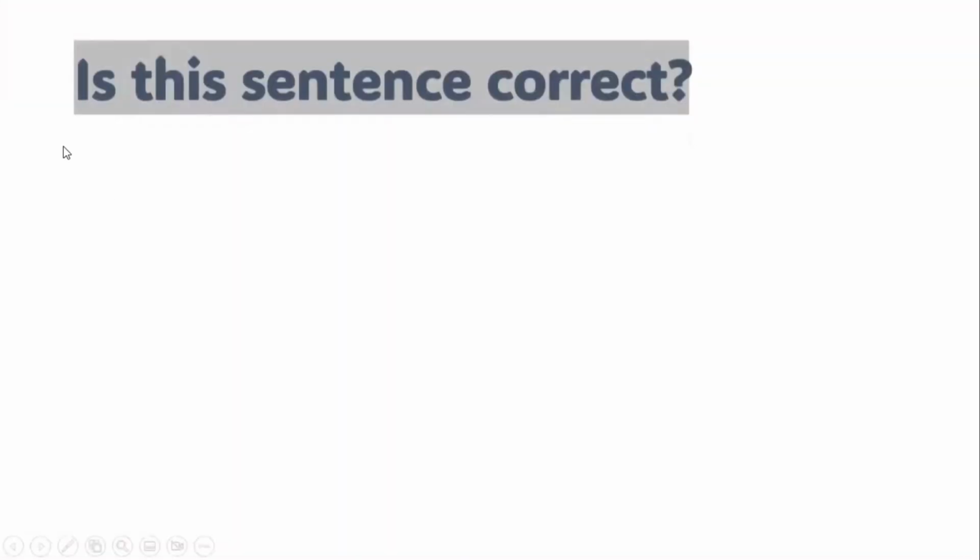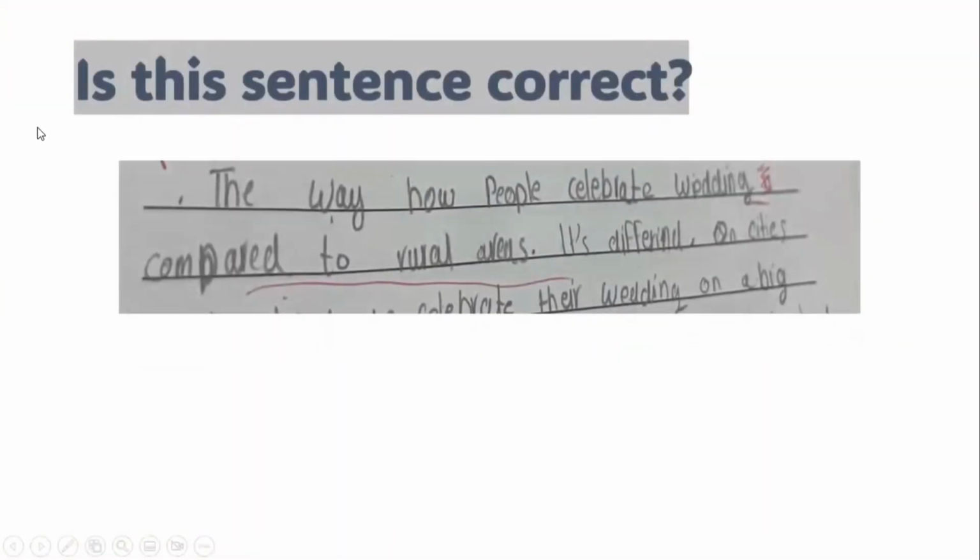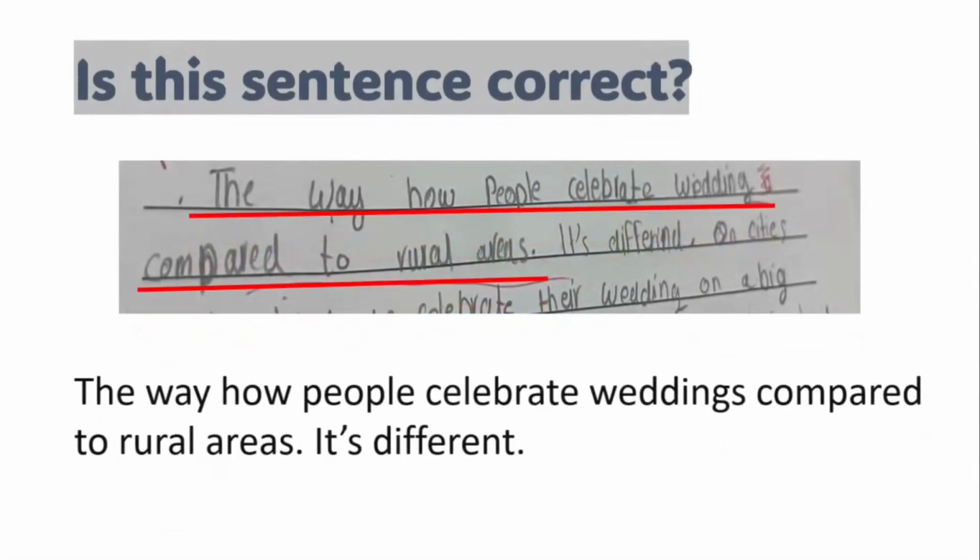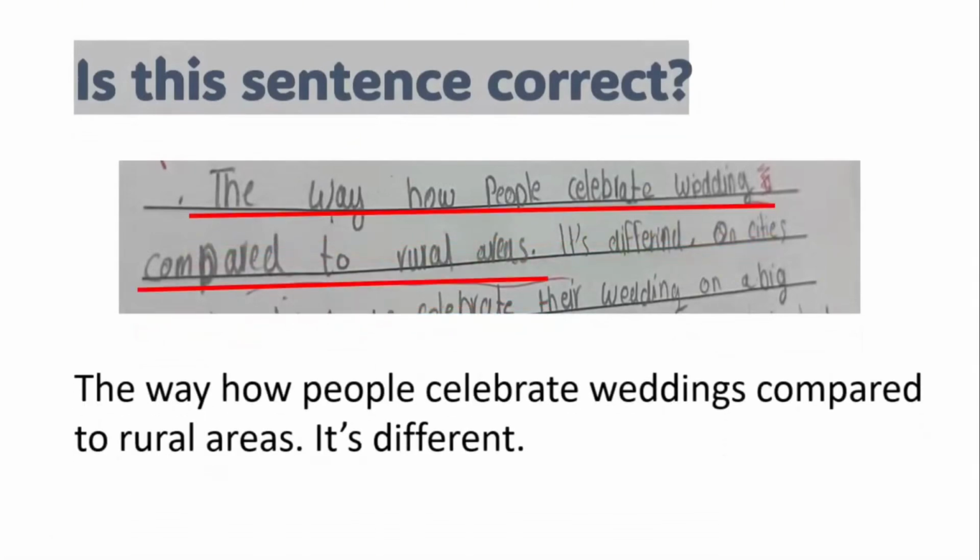I would like you to have a look at this sentence and decide if it's written correctly or not. It's typed again here to make sure it's clear. The way how people celebrate weddings compared to rural areas, full stop, it's different. This sentence is not correct because this is what we call in English a fragment sentence. And this is what I'm going to explain today.